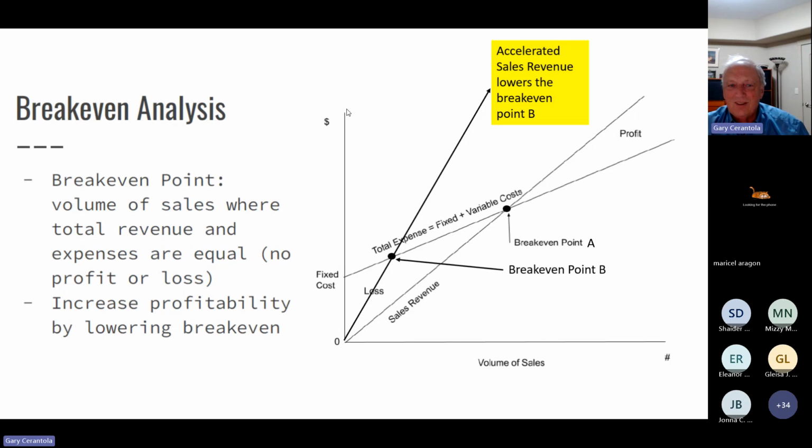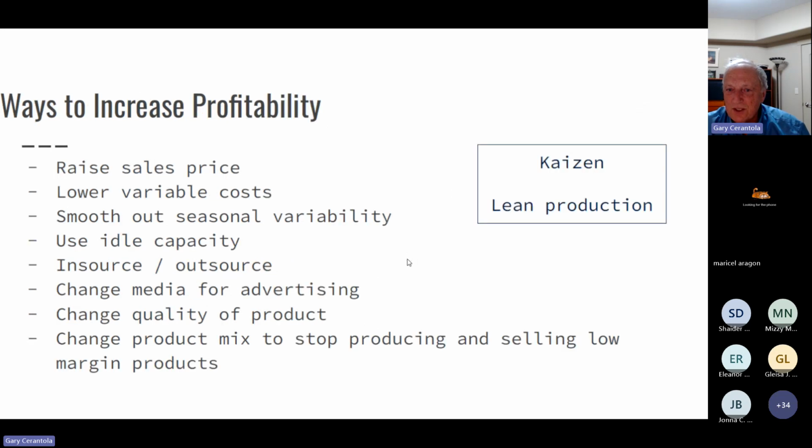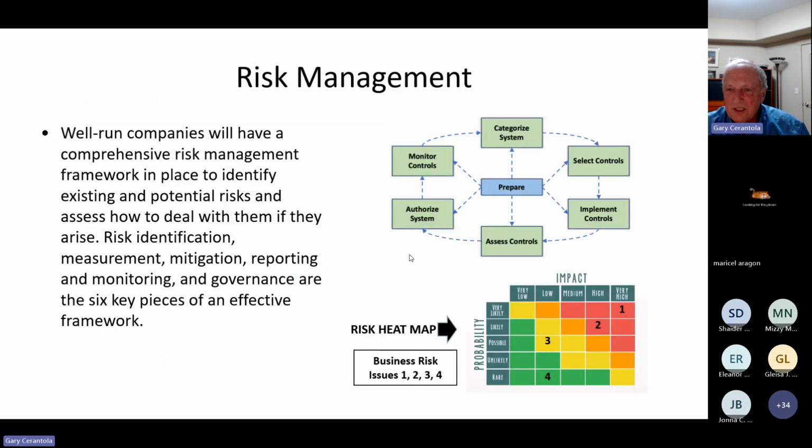So what that means is you want to accelerate your sales revenue. I've taken this revenue line and increased the slope of this line, so that you're getting more sales in a shorter time. And lo and behold, look at what's happened. Your break even point has dropped lower. Okay, I just wanted to show you that, and that's where that piece is.